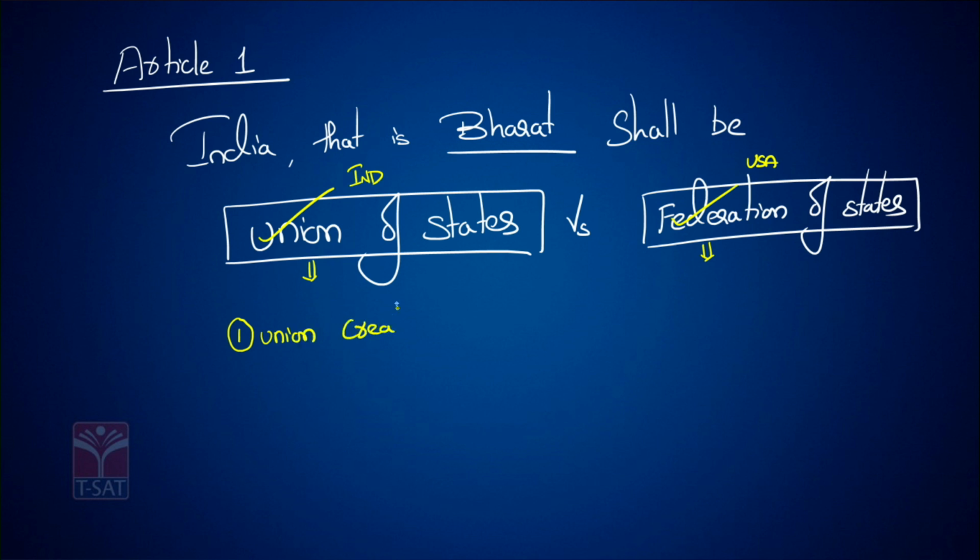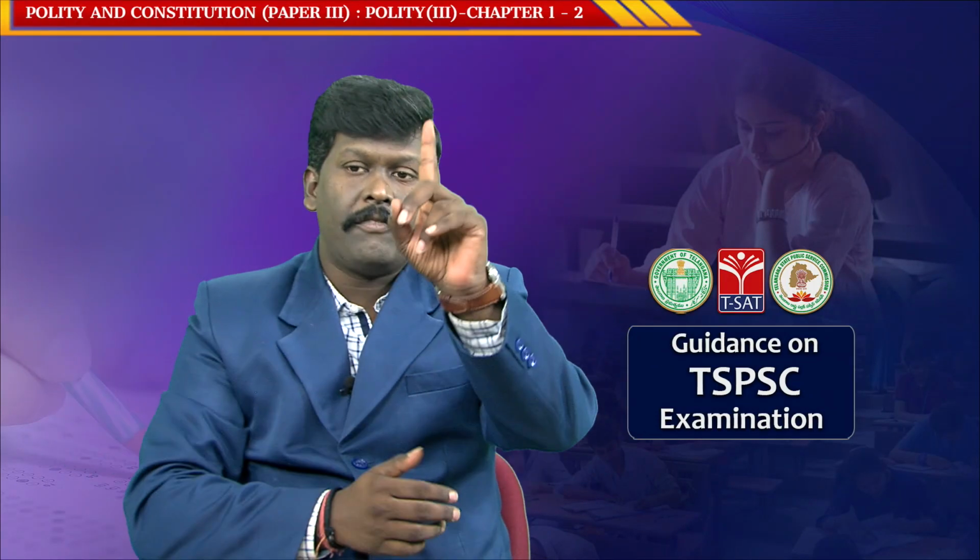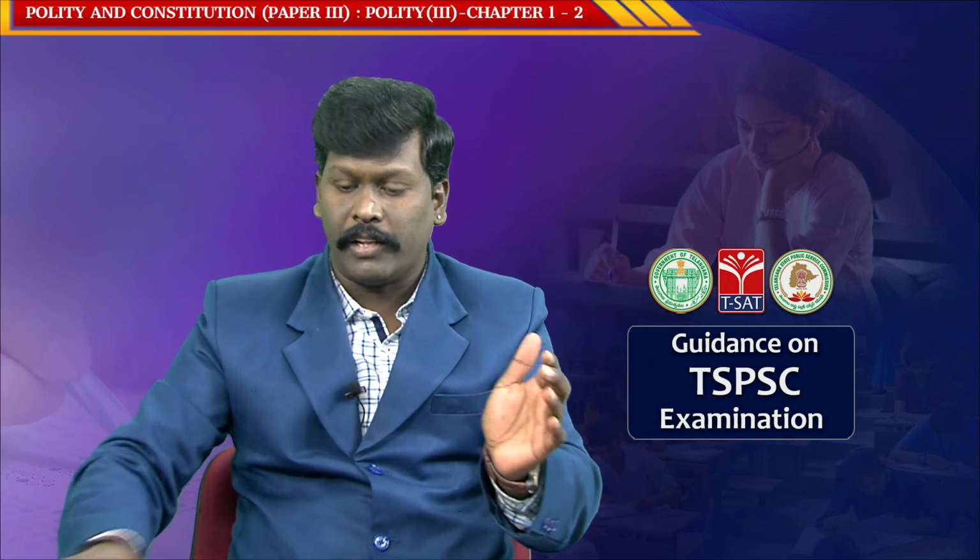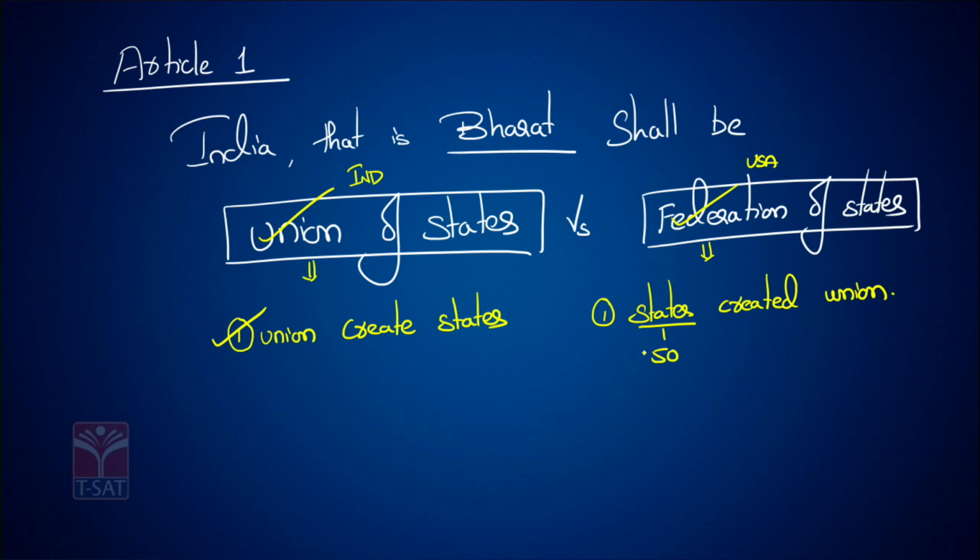In India, the Union creates states. In USA, the states created the Union. According to the US Constitution, 50 states came together by an agreement and formed the union.